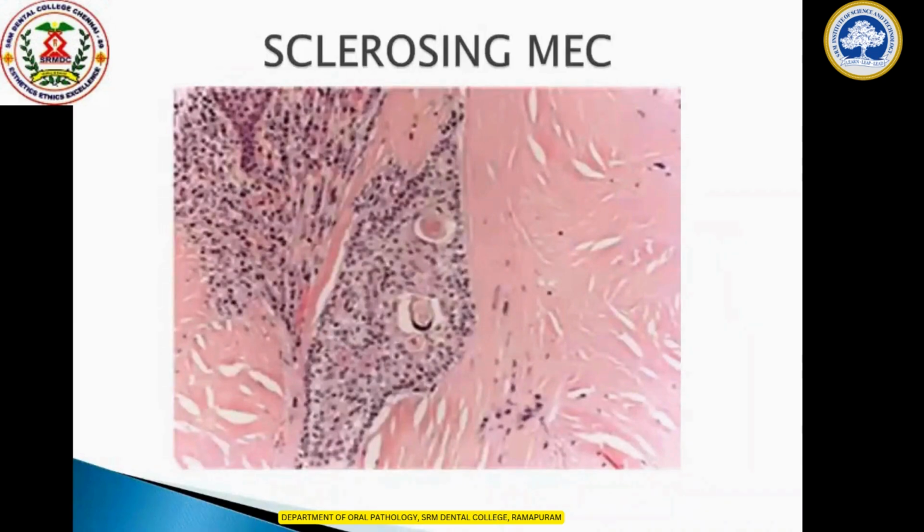Along with the fibrosis, you will also be able to appreciate a few inflammatory cells. You will be able to see lymphocytes, plasma cells, and eosinophils in sclerosing mucoepidermoid carcinoma, whereas in the main type of mucoepidermoid carcinoma, the inflammatory cells will not be there at all. In the sclerosing type, because the mucus secretions are thrown out, it causes a reactive phenomenon, so you will have an inflammatory component along with a lot of reactive fibrosis. And sclerosing mucoepidermoid carcinoma is usually a low-grade type.